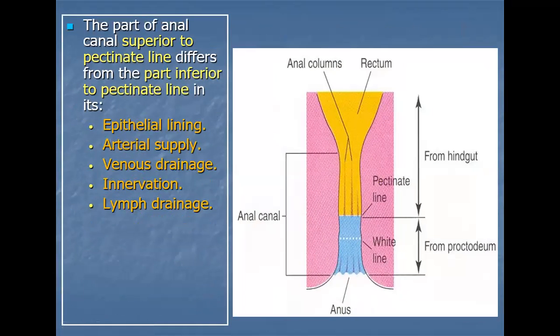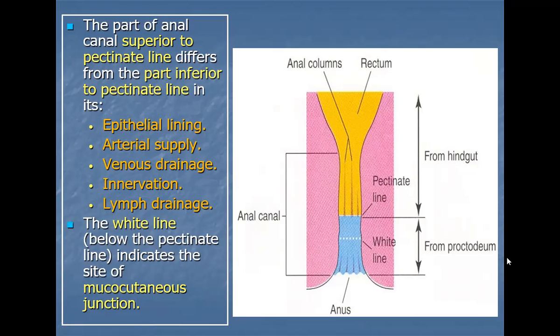The part of the anal canal superior to the pectinate line differs from the part inferior to the pectinate line. If you see, anatomically there is a difference, even histologically there are differences. So, in the epithelial lining there is a difference, arterial supply there is a difference, venous drainage is different, innervation, lymphatic drainage above the pectinate line and below the pectinate line. So, whenever you discuss the blood supply, venous drainage, nerve supply, lymphatics, you should be able to differentiate between above the pectinate line and below the pectinate line.